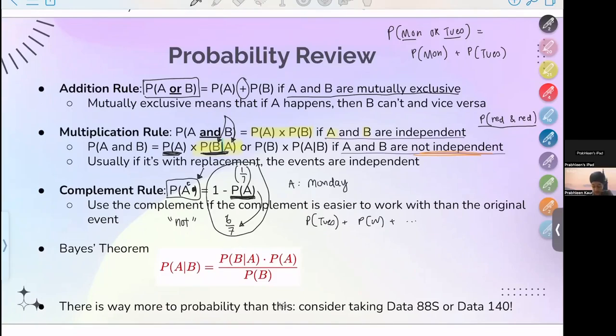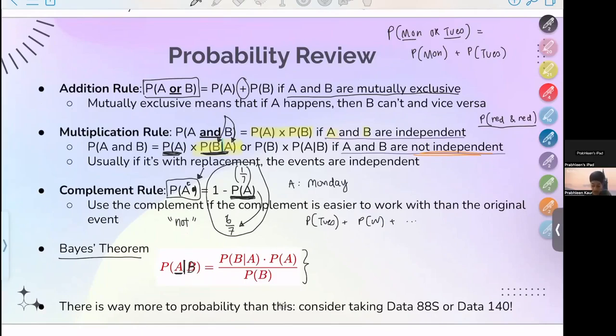The last theorem or rule that we're going to talk about is Bayes' theorem. This is what we use when we want to calculate a conditional probability, right? So the probability of A given that B has occurred. This is the formula for that, and I'll let y'all practice it through the homework.